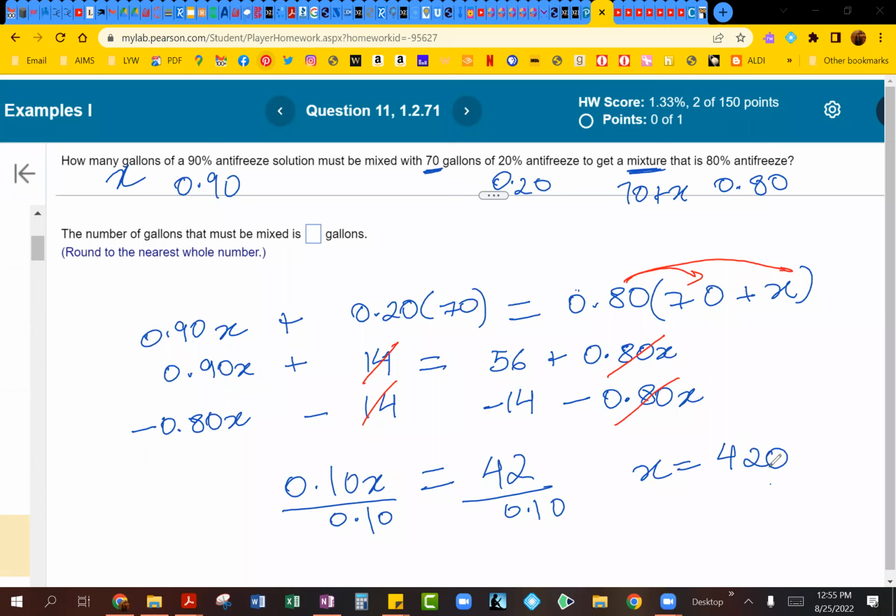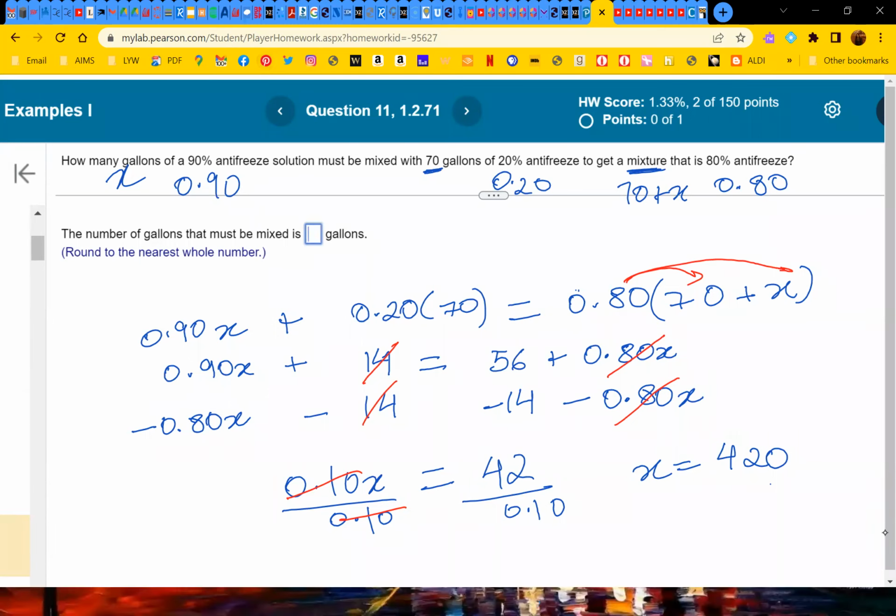But if you think about it, it does make sense why that number works. Because your concentration is not going down a whole lot. You just went from 90% to 80% in the mixture, right? So it's not like you went down all the way to 50% or something. So if you think about it, it makes sense because you're only putting 70 gallons of this 20% antifreeze, and you're keeping the concentration at 80%, which means you had to have a lot of that 90% that you're only bringing down by 10% by mixing in this diluted liquid. So 420 actually is reasonable when you put it in those terms.